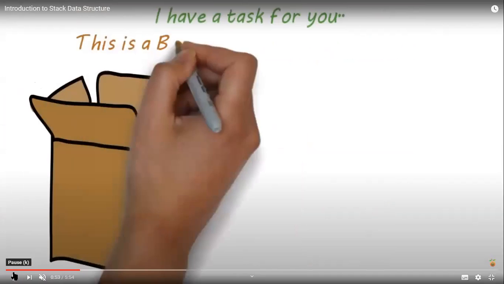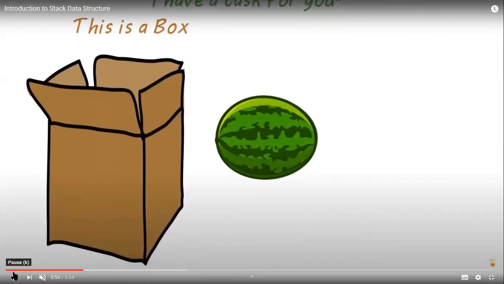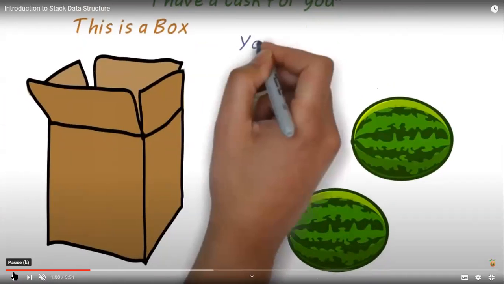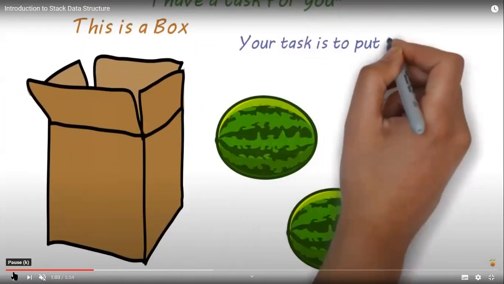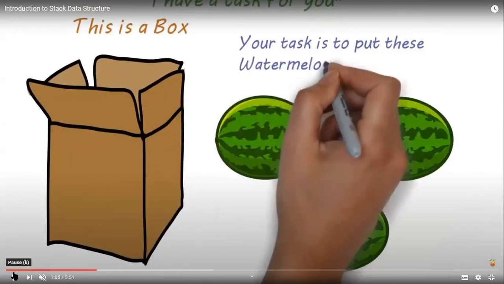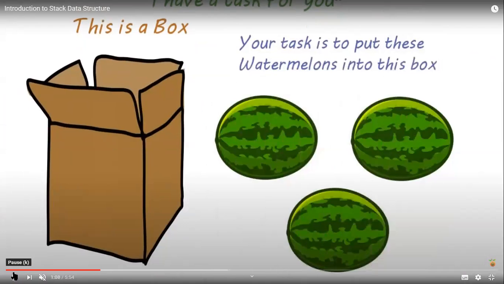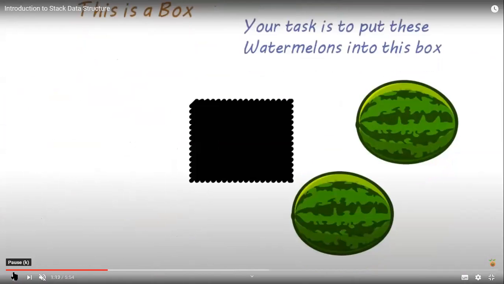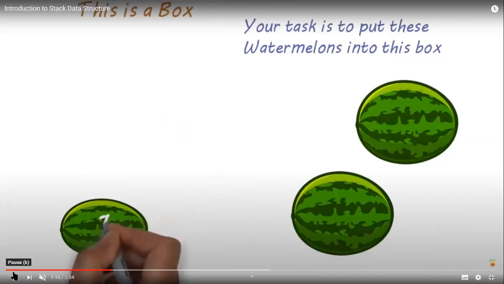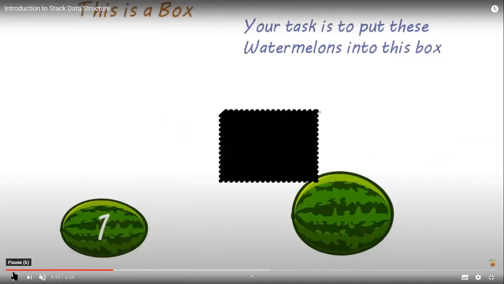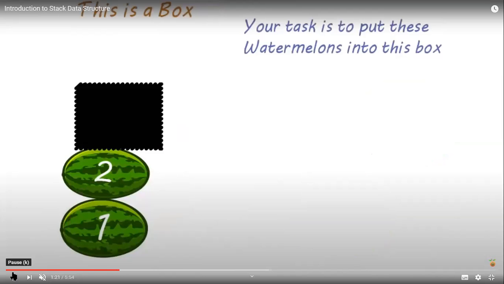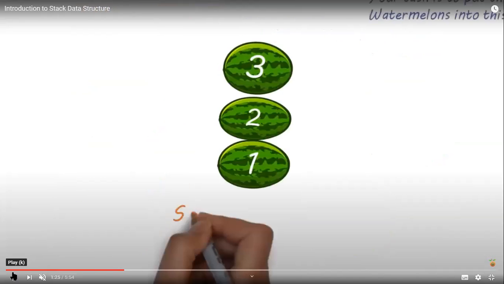We'll have a box, and in this box we will be having 3 watermelons, and we have to place the watermelons one by one inside the box. So this is inside of the box. I have placed the first watermelon. Now I'll be placing the second watermelon, and I will be placing the third watermelon. So this is called as the stack.